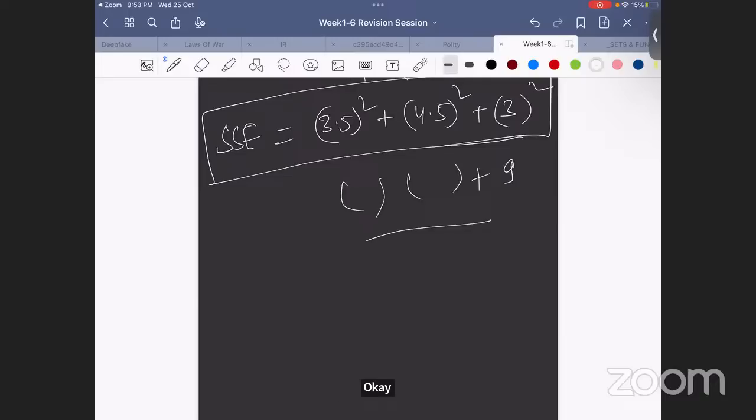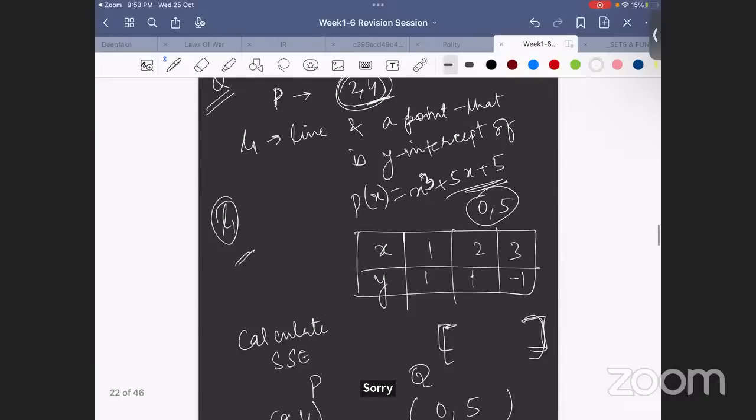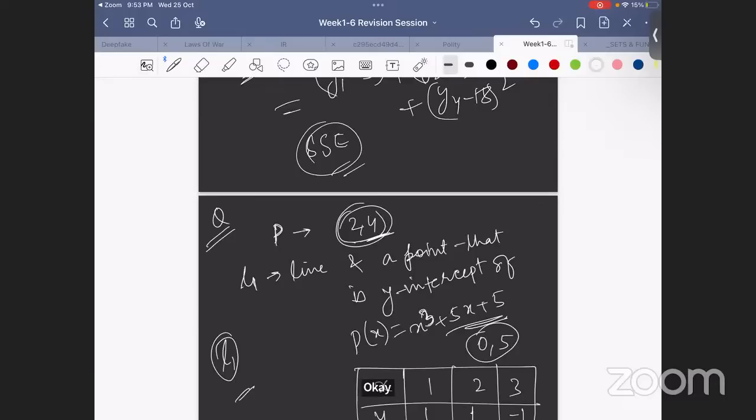Is it clear to everyone? And this problem is the most important. Just go and practice the same problem at least twice.